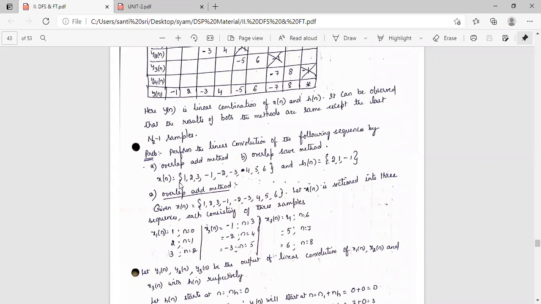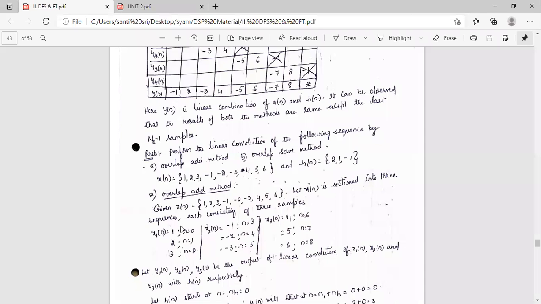So here x of n is given as 1, 2, 3, 4, 5, 6, 7, 8, 9 samples. So x of n can be sectioned into 3 sections. Why? Because h of n has the length 3. So we are dividing this x of n with the length of h of n, right? So that's why x1 of n, x2 of n, x3 of n, like this. This will be sectioned into 3 sections.